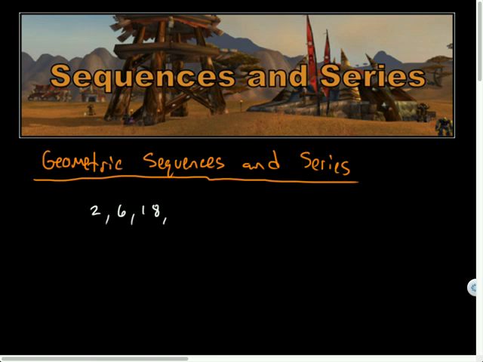So, welcome everybody. Today we are talking about geometric sequences and series. These are different than arithmetic ones. Arithmetic ones had a common difference between our successive terms in our list. Most of our notation is going to be the same. A sub 1 is going to be the 2 here, A sub 3 is going to be the 18, all that. Except instead of a common difference, D, we're going to have a different variable, R, representing the common ratio.